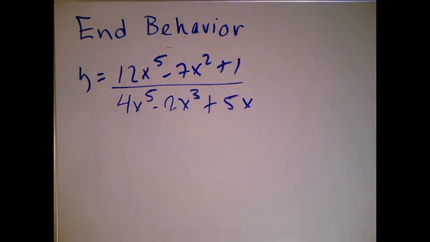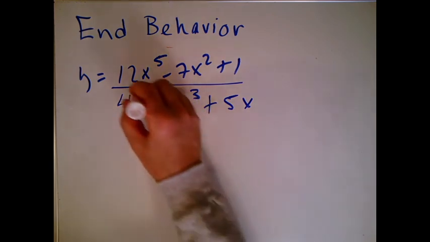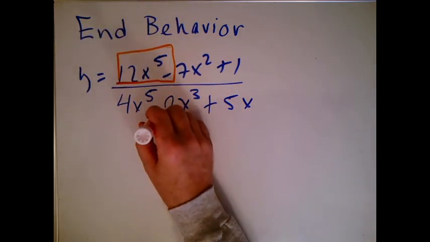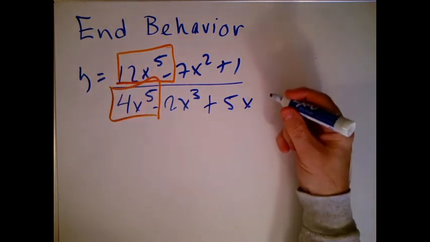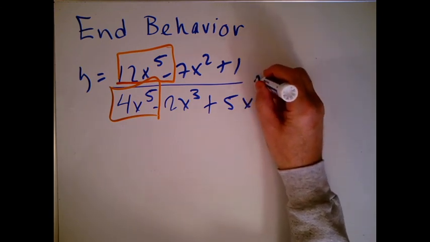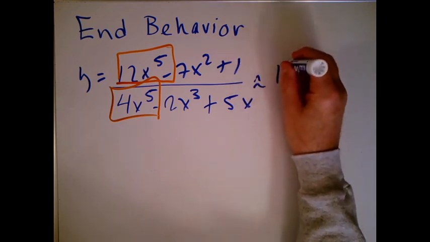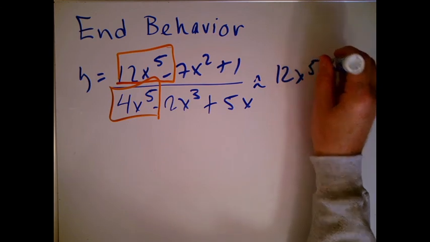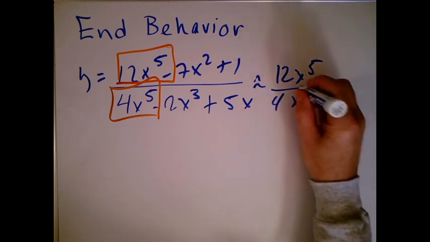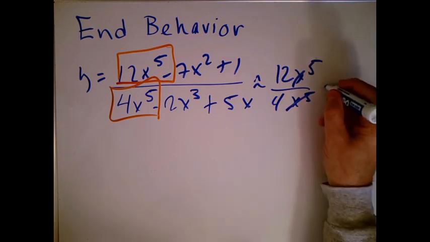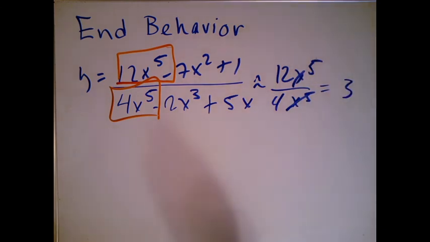There's going to be a lot of weird stuff going on in the middle. But meanwhile, way to the right and way to the left, the only thing we need to look at is the leading term on top and the leading term on bottom. And so we'll just write that this is approximately the same as 12x to the 5th on top, 4x to the 5th on bottom, and the x to the 5ths cancel, and all we get is 3.